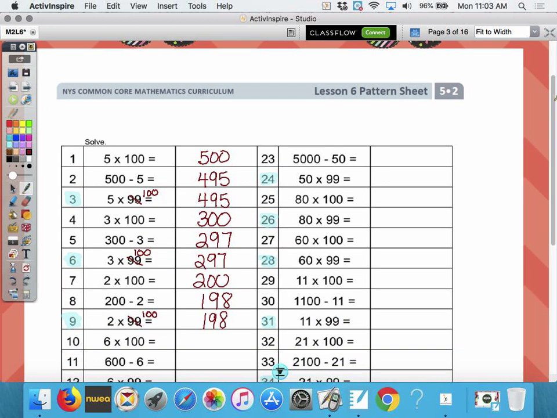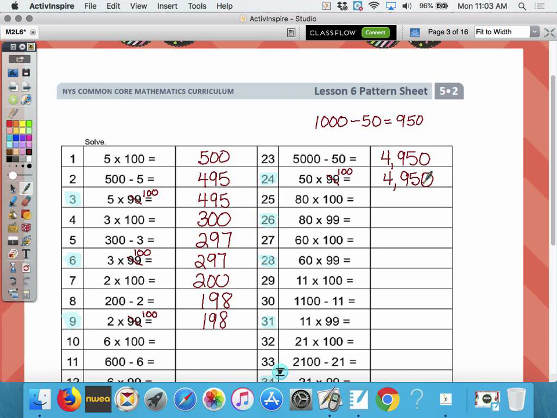So to do 50 times 99, we're going to think 50 times 100, and that was 5,000. Now we subtract the first factor. What's the first factor? 50. So 5,000 minus 50. Here's how I do it. I think in my head, 1,000 minus 50. What do I get? 950. So I just change it to 4,950. We'll do a few of these so you can practice.